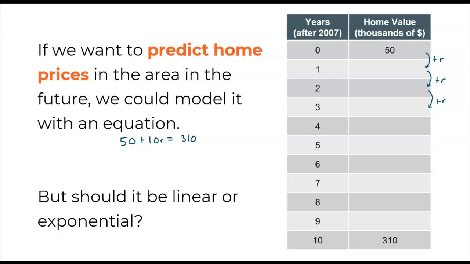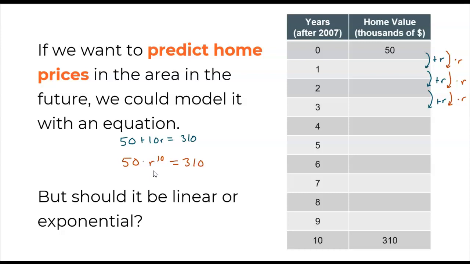Or we could also look at geometric. We could think, well, maybe we'd be multiplying by r at each step instead of adding. In that case, we'd set up this equation to be 50 times r times r times r 10 times, right? 50 times r to the 10th, that's how we write r times r 10 times, equals 310. So if we wanted to set up a linear equation, find the common difference, we'd solve that one. If we wanted to set up an exponential equation, we'd solve this one and find the common ratio.